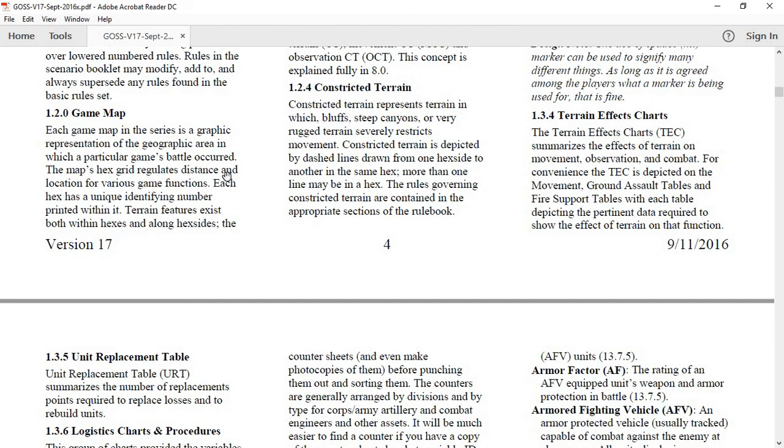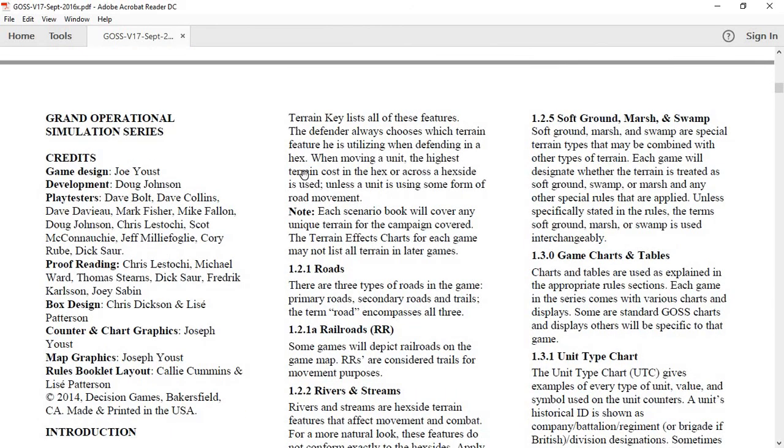Each game map in the series is a graphic representation of the geographic area in which a particular game's battle occurred. The map's hex grid regulates distance and location for various game functions. Each hex has a unique identifying number printed within it. Terrain features exist both within hexes and along hex sides. The terrain key lists all of these features.